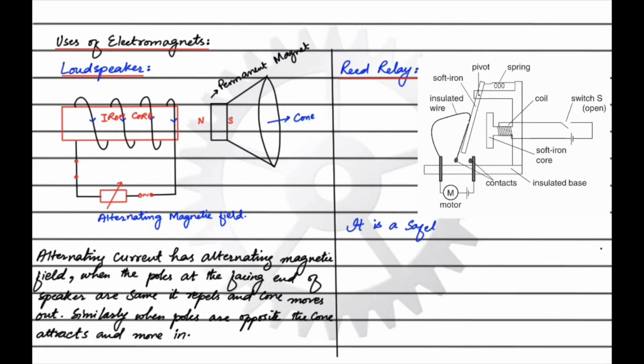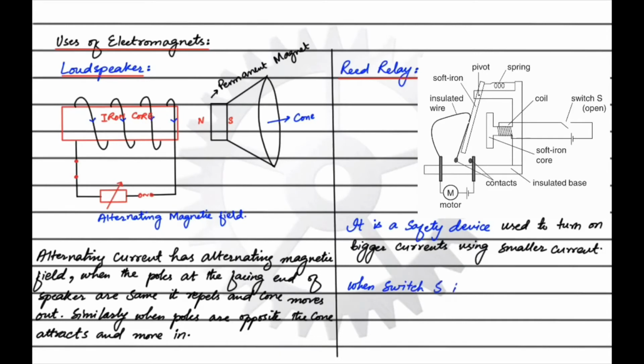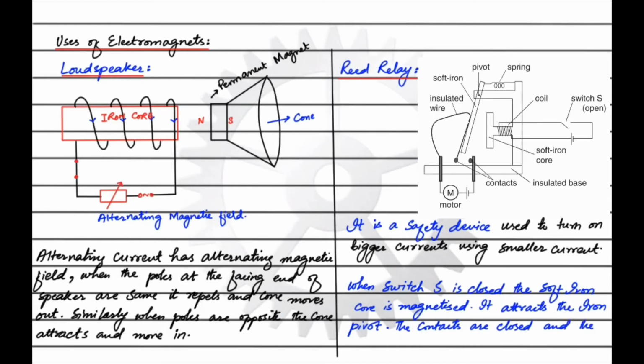Now, a relay is a safety device, and this device turns on a bigger current using a smaller current. There is a switch S which is connected to the electromagnet. So when the switch S is closed, the soft iron core is magnetized and it attracts the iron bar, and the contacts are closed and the motor is turned on.